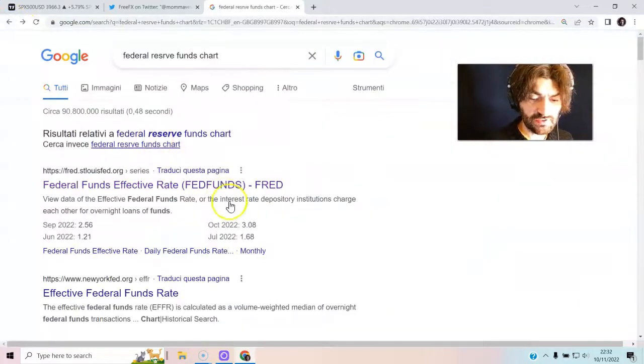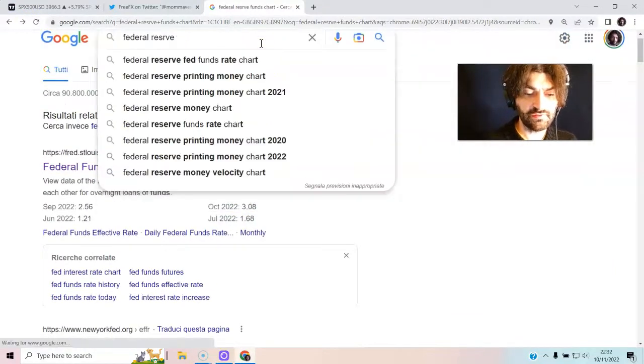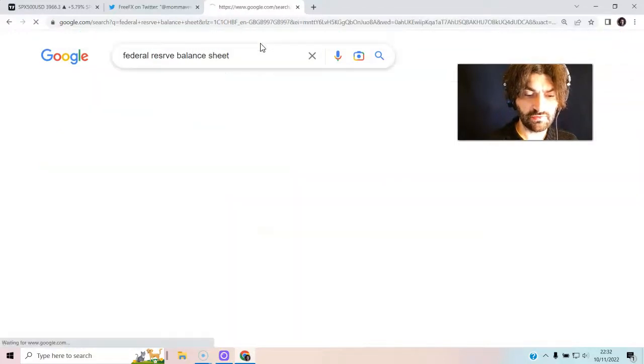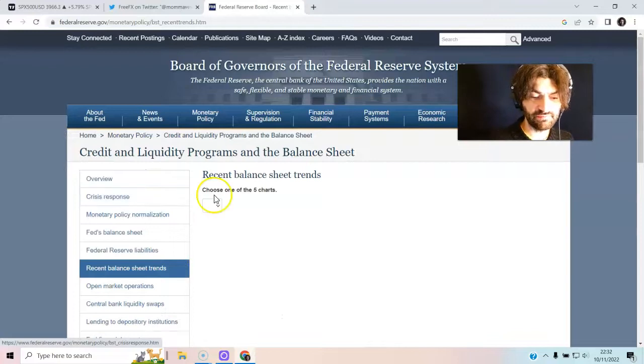I was actually trying to find something, but I'm not sure if I will see Federal Reserve balance sheet. That's what I'm looking for. That's the one. So recent balance sheet trends, total assets, Federal Reserve. Let's see if we can find it. Maybe not so easy.